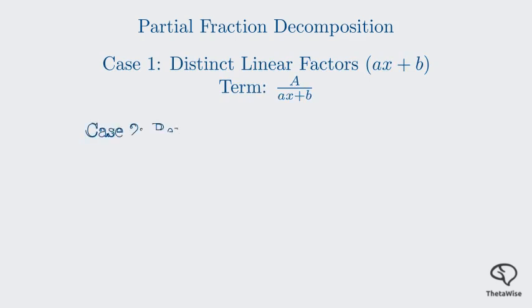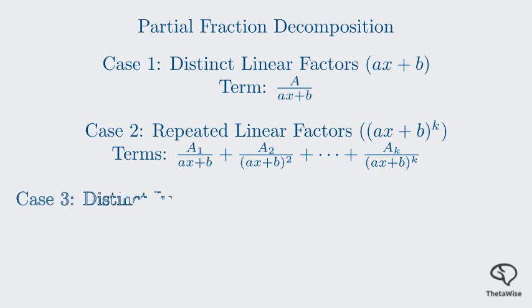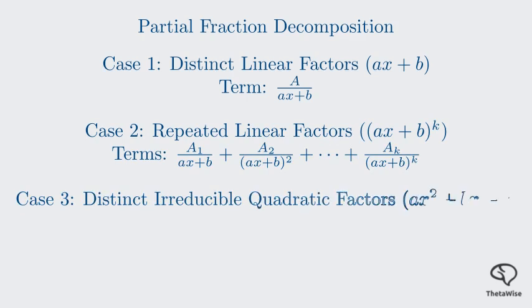Case 2. For each repeated linear factor, (ax + b)^k, you get k terms: a1 over (ax + b), plus a2 over (ax + b)^2, and so on, up to ak over (ax + b)^k. Case 3. For each distinct irreducible quadratic factor, ax^2 + bx + c, you get a term (ax + b) over (ax^2 + bx + c).